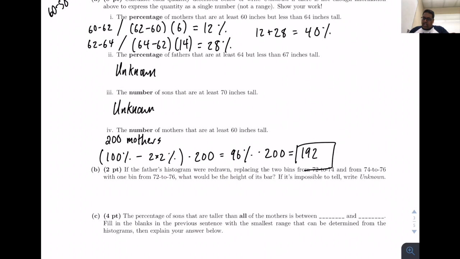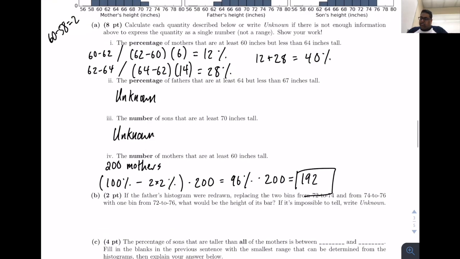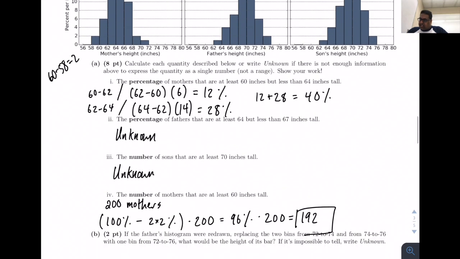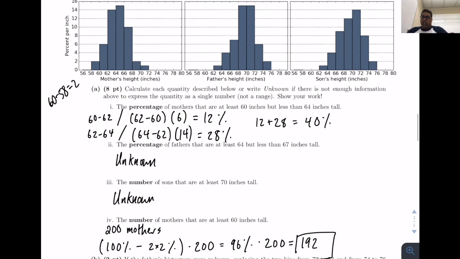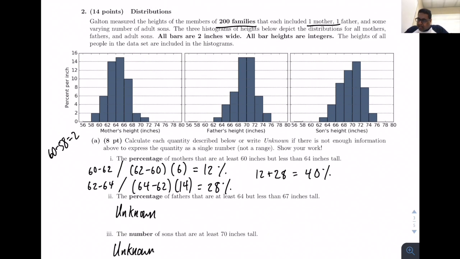So the next question, part B, asks, if the father's histogram were redrawn, replacing the two bins from 72 to 74 and from 74 to 76 with one bin, what would be the height of that bar? And if it's impossible to tell, write unknown. So let's look a little bit at this histogram, right? So we see we have a bin from 72 to 74 and a bin from 74 to 76. And the question asks, if we had to replace this with a bin that was from 72 to 76, probably looks something like that, what would be the height of that bin, right?